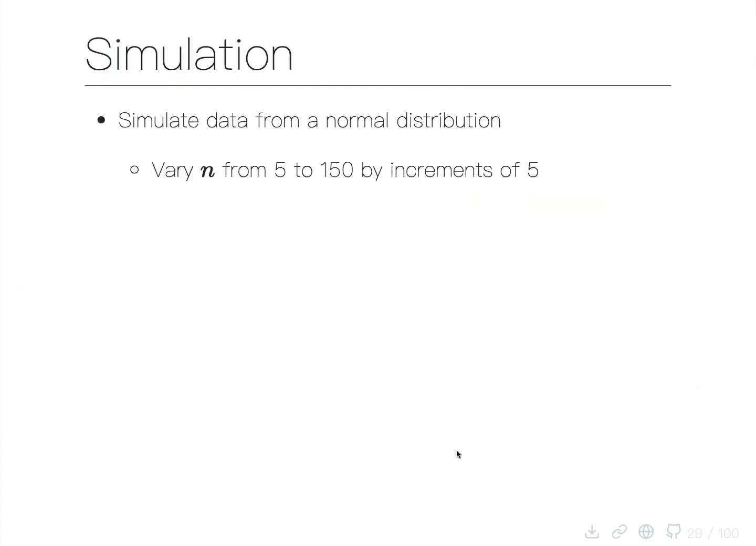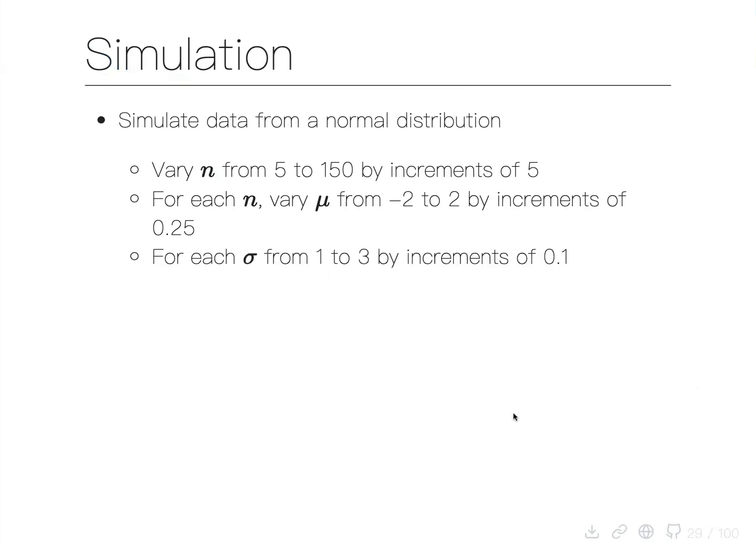Okay, so back to our simulation example. We're going to vary the n from 5 to 150 in increments of 5. For each n, we're going to vary the mean from -2 to 2 in increments of 0.25. And for each, well, that says standard deviation, that's a typo. For each combination of these, we're going to vary the standard deviation from 1 to 3 by increments of 0.1. So generally, the process here is going to be the same as what we did before.